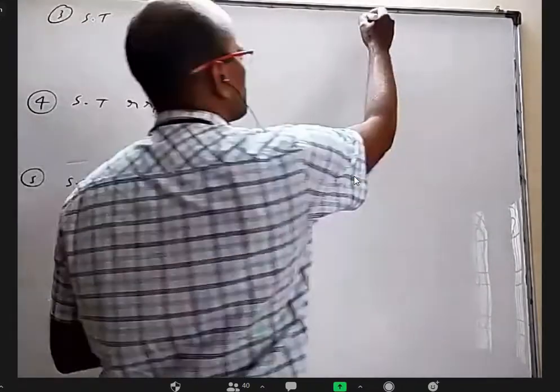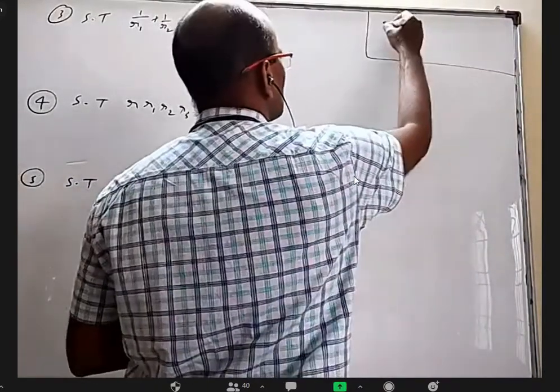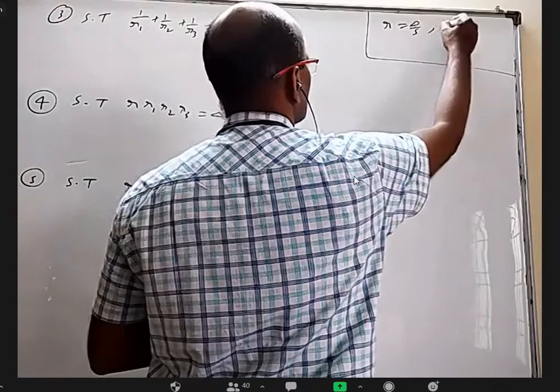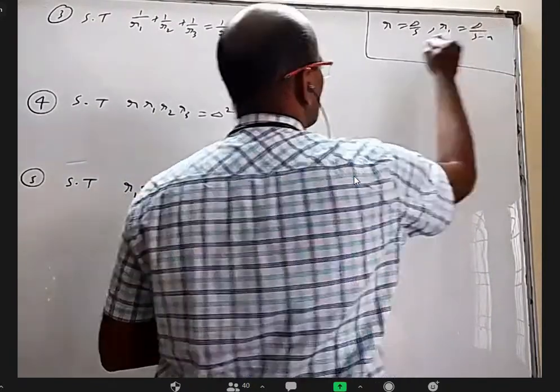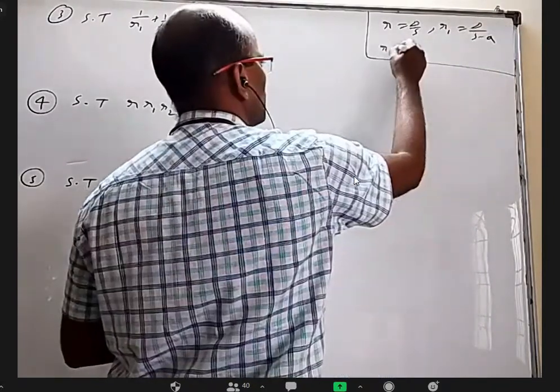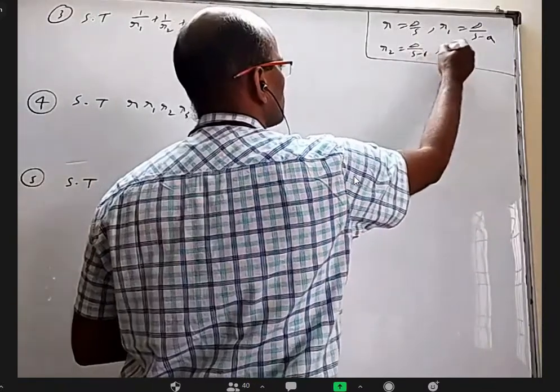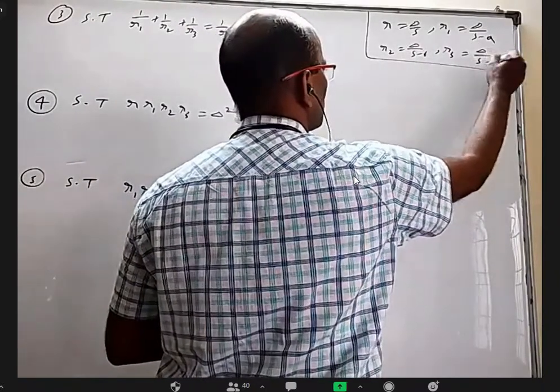Okay, so all these questions are based on those few formulas. Small r equal to delta by S, R1 equal to delta by S minus A, R2 equal to delta by S minus B, and R3 is equal to delta by S minus C.